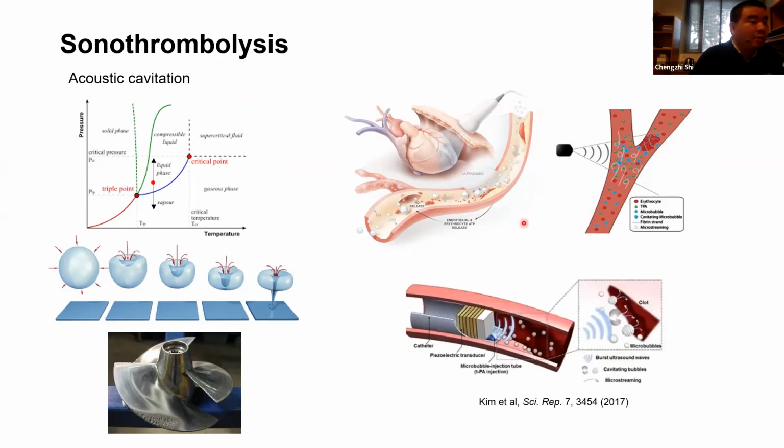Instead, nowadays, people try to put the ultrasound transducer into catheters, and then going through the same vessel, you will directly have the ultrasound inside the vessel, which is called endovascular ultrasound. And then by forming the cavitation near the blood clot, we can try to etch away this blood clot.